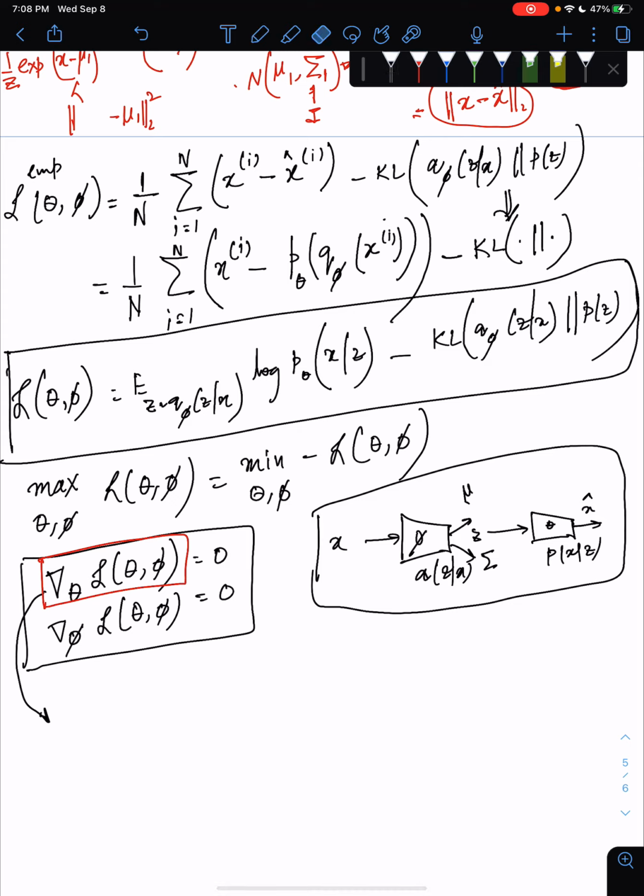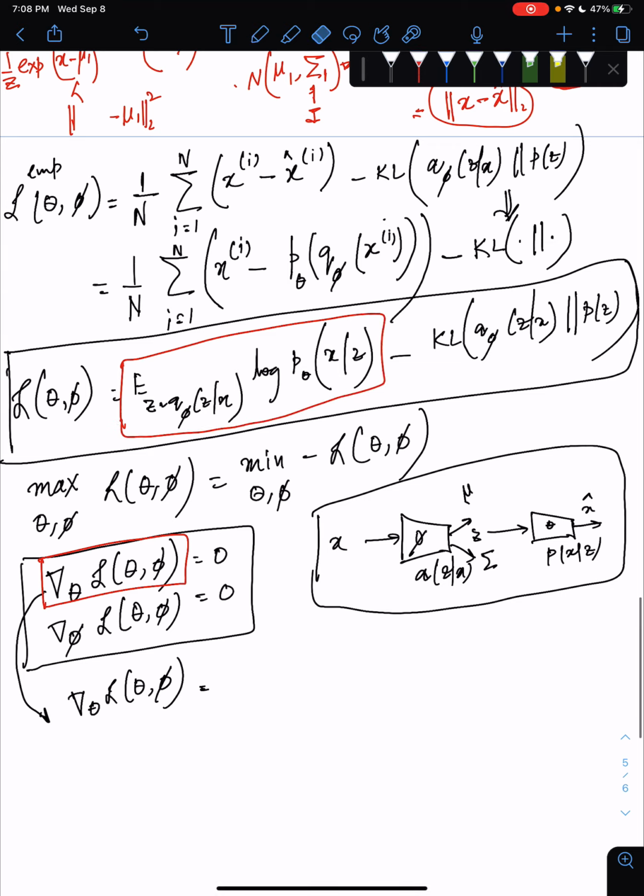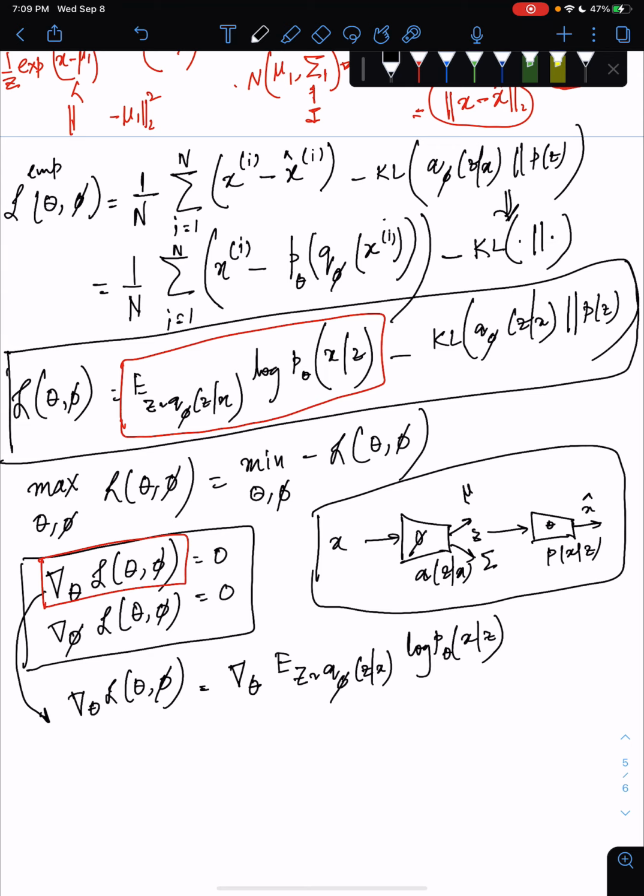Let's do it step by step. So I have something like this: the expectation over z from q phi z given x of log p theta x given z, minus the gradient of this KL divergence.